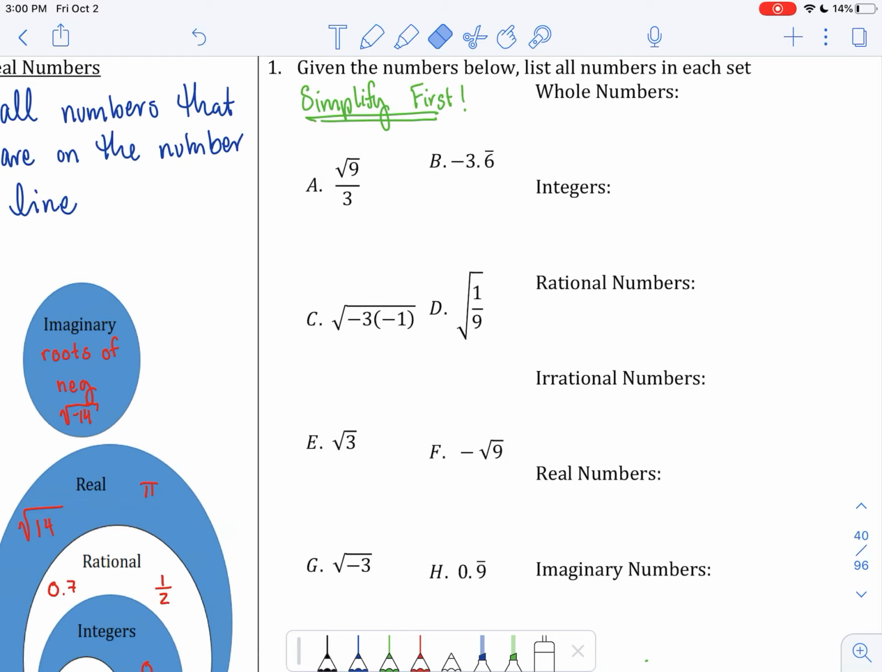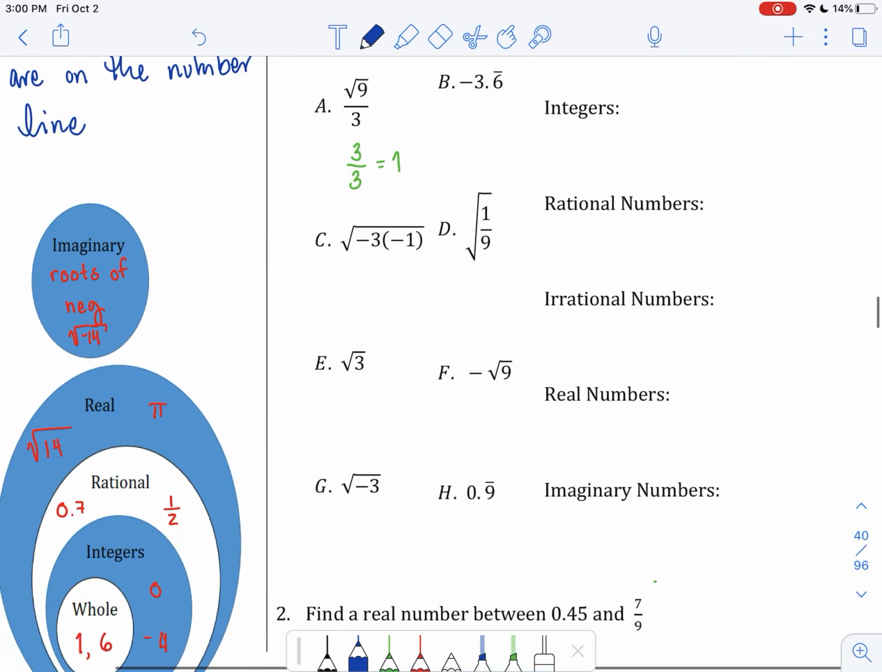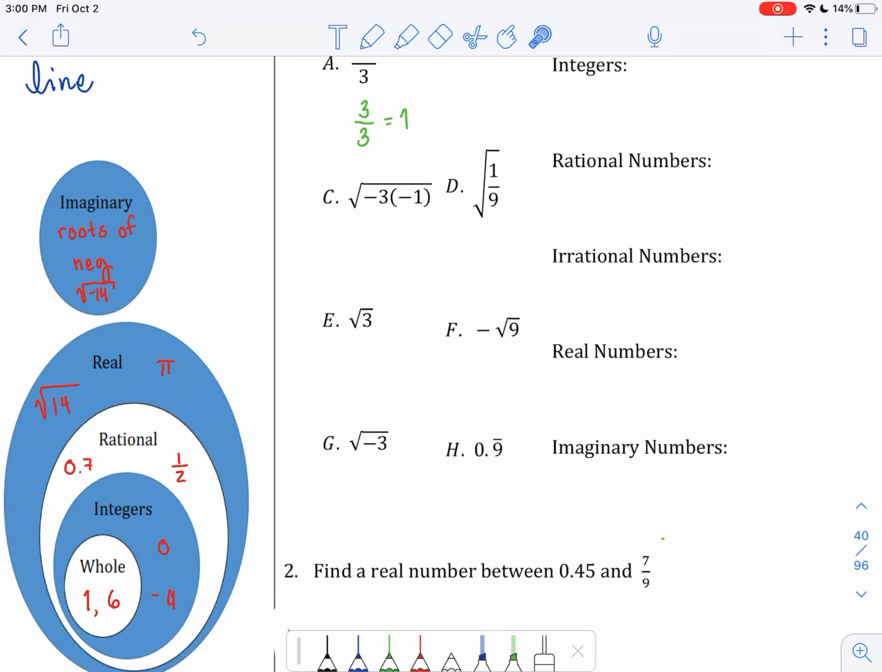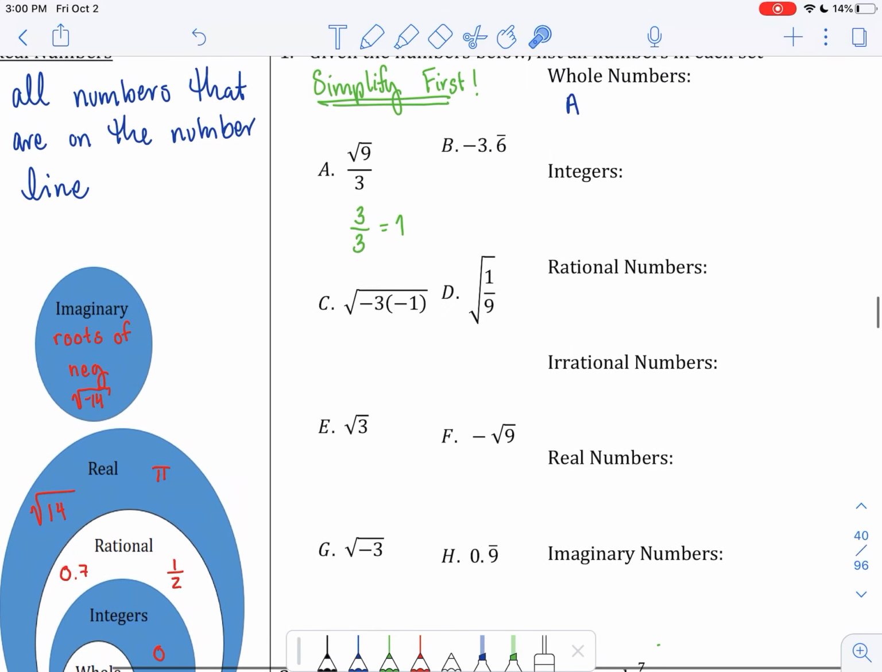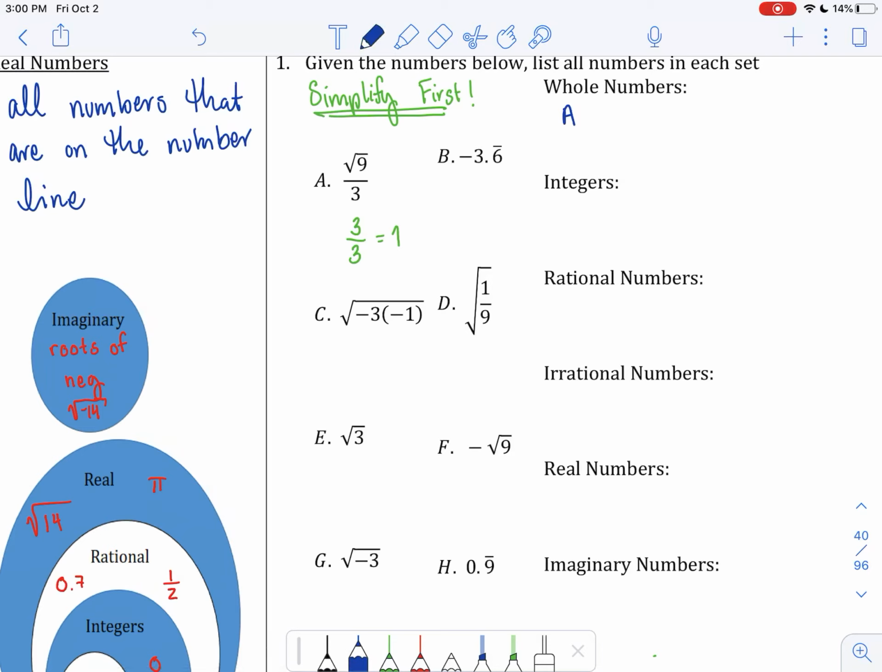So for example, if I look at A, it's got roots, it's got fractions, it's got all these things. However, if we simplify first, the square root of 9 is 3. 3 over 3 is 1. So A is a whole number. It's the first whole number. This is A. Now, what I always will do is find the smallest circle that this will fit into. So for example, this is a whole number, which means it also is all of these. So A is a whole number, which means that it is also an integer, it's rational, and it's real.